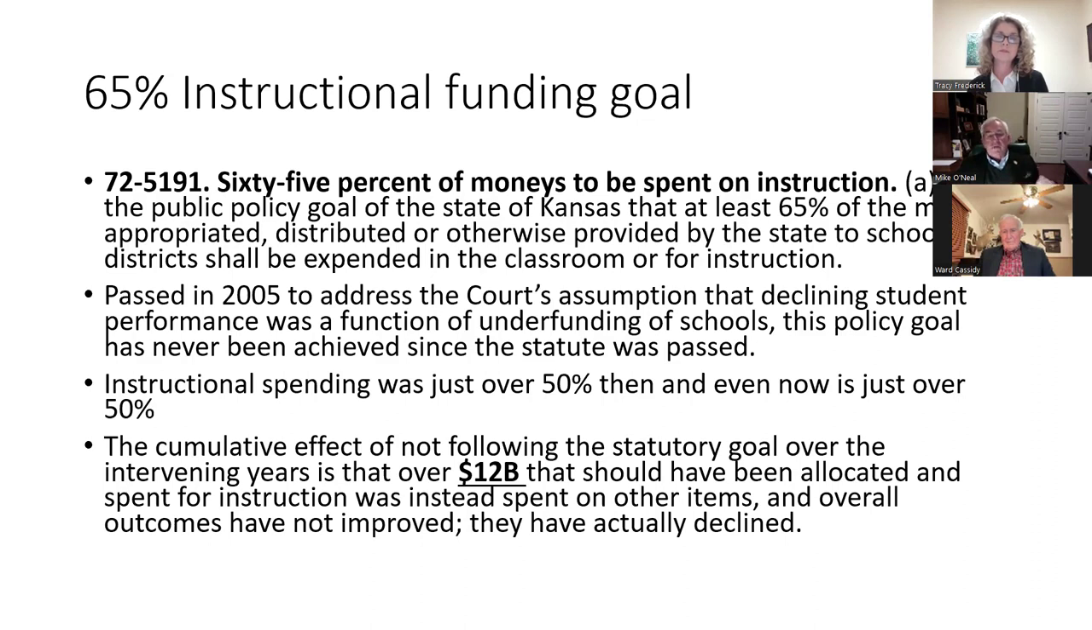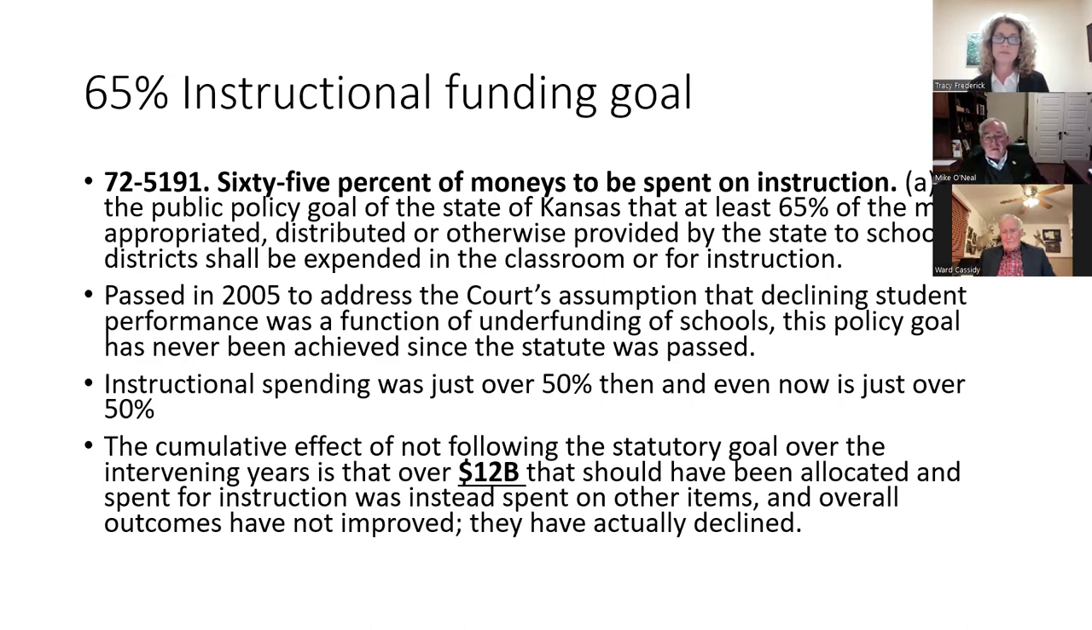The cumulative effect of not following that statutory goal, not a mandate. It's not a mandate. The legislature didn't go that far. But a Republican legislature and a Democrat governor signed that legislation. There's a bipartisan statement in the statutes that the public policy goal of the state of Kansas is that we need to be spending that kind of money for instruction.